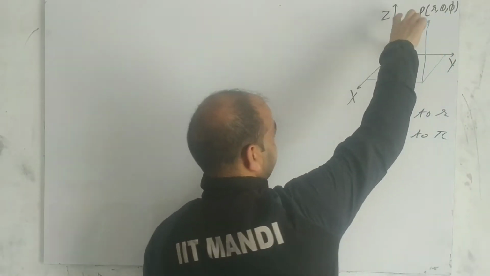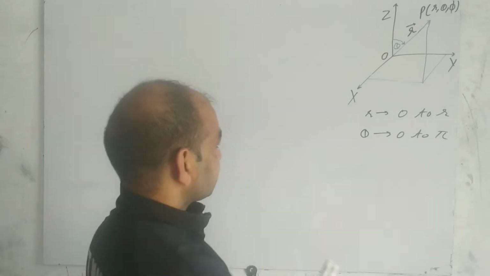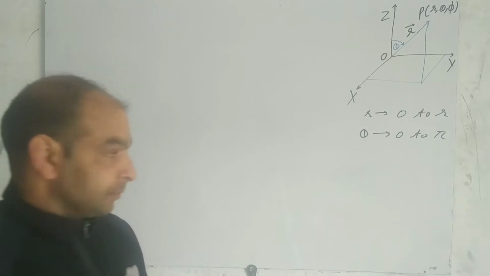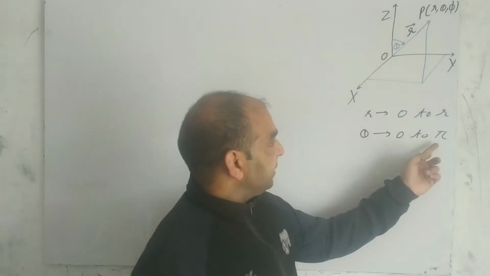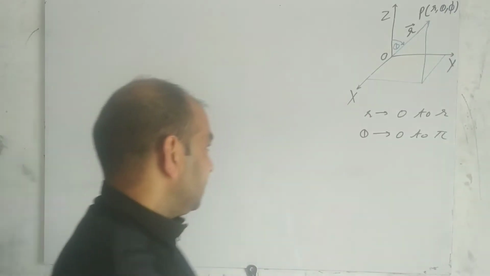So what is theta here? Theta is the angle made by this r vector with the z axis. If theta is 0, this point P lies on the z axis. When theta is pi, this point P lies on the negative z axis.